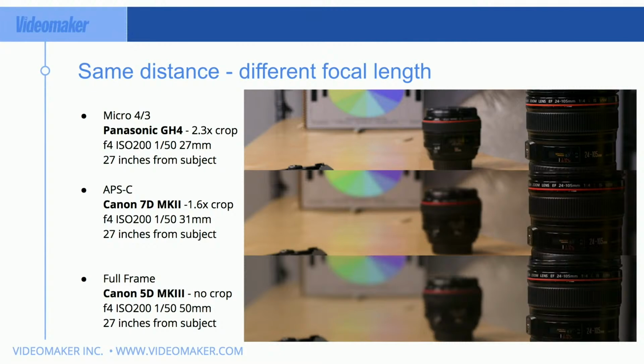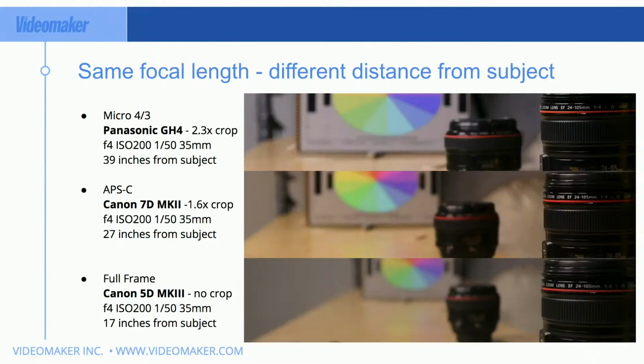So this is shooting the same distance, but with a different focal length. So every single one of them is shooting the same distance from your subject, but having a different lens on it. But you can see the settings are all the same. F4, ISO 120, 1/50th. But because the focal length is different, there's more in focus. So let's look at same focal length, but different distances from the subject.